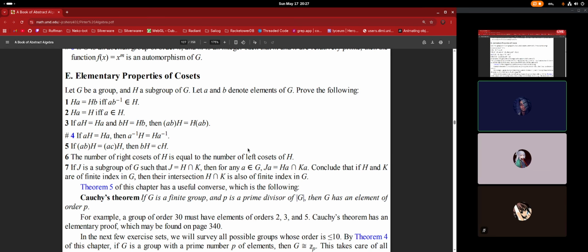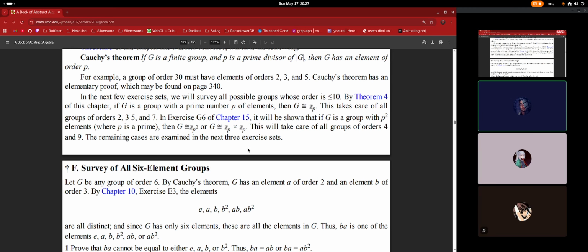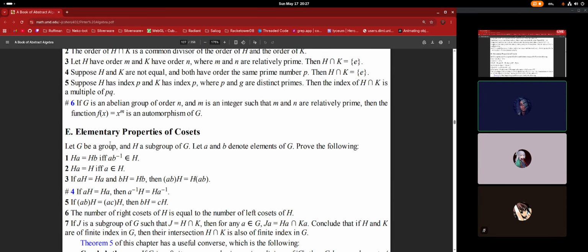Okay. E. So E is divided into two portions. First, more exercises on cosets. Let G be a group and H a subgroup of G. In a standard setup, let A and B denote elements of G. Prove the following: if they are the same, that means that this is there. And I think you can use the proofs that we used to prove that if A is in HB, then they are the same. You probably can use that fact here to prove E1.